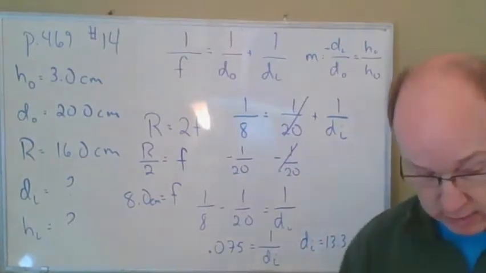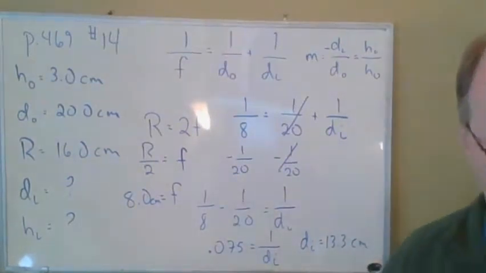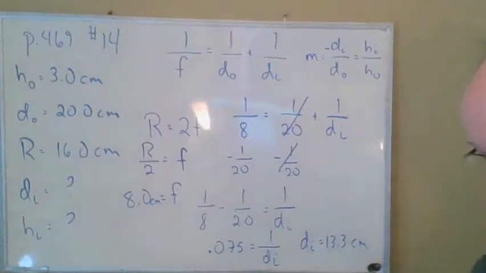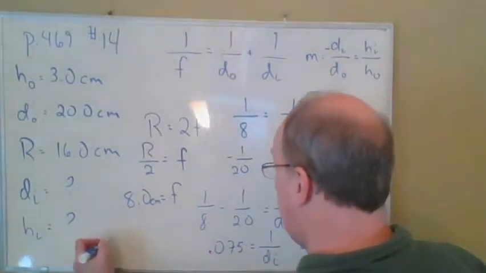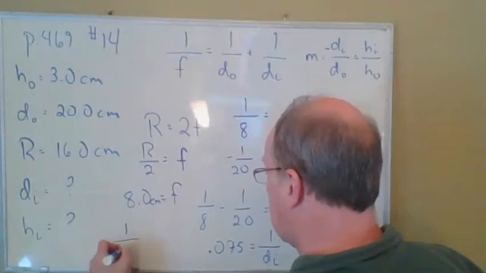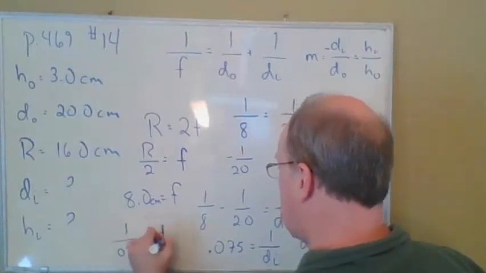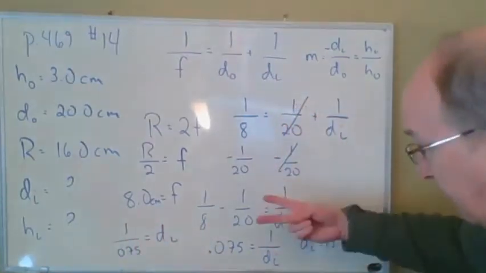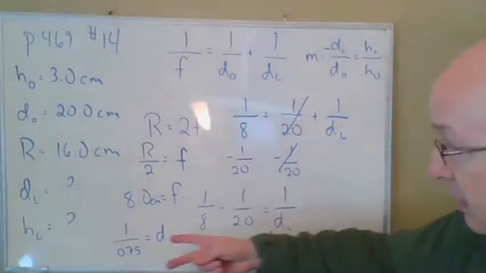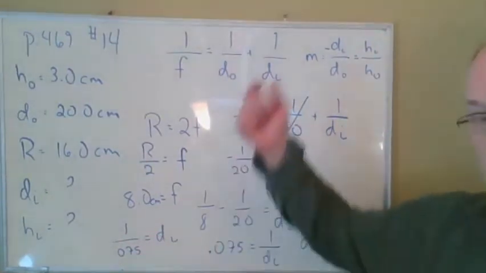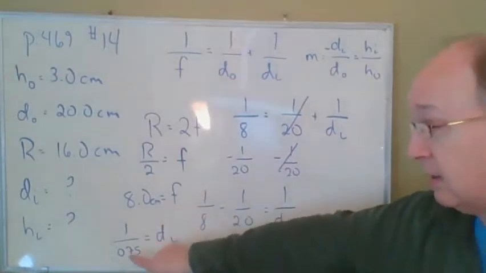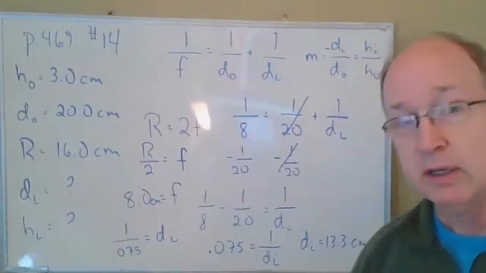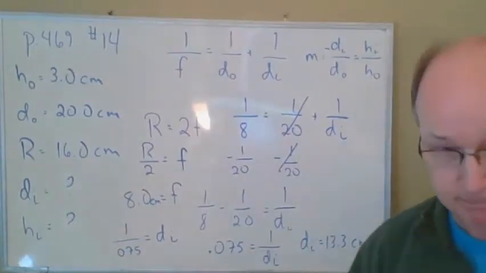Okay? Now, if you don't have an x to the -1 button or you can't find it, that's fine. Then here's all you need to do. You need to do what the x to the -1 button does. 1 divided by 0.075 equals di. You just have to flip it. So instead of having 0.075, you have 1 over 0.075. And if you enter into your calculator 1 divided by 0.075, you're going to get 13.3.